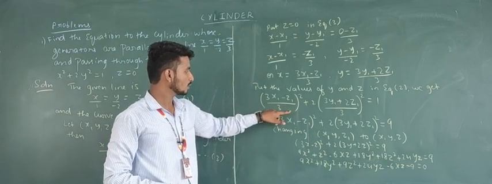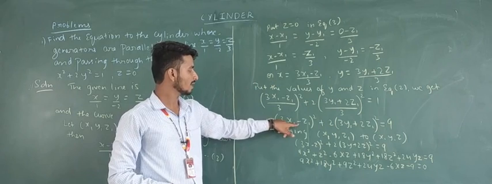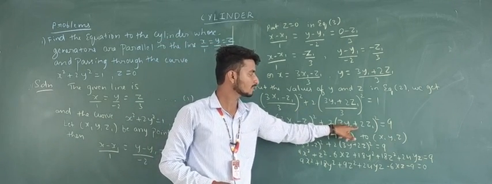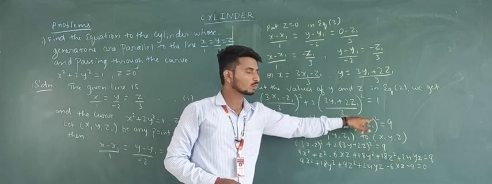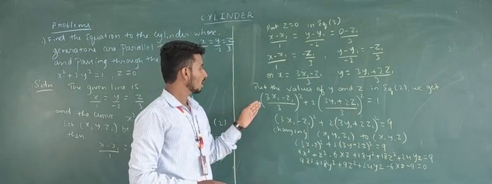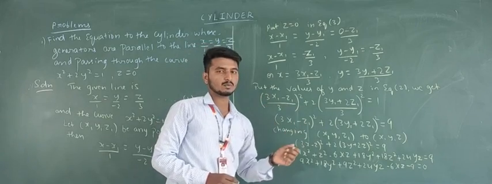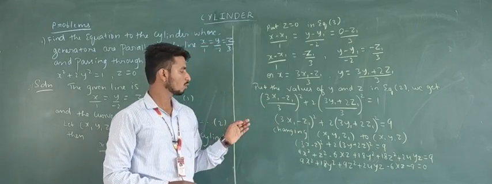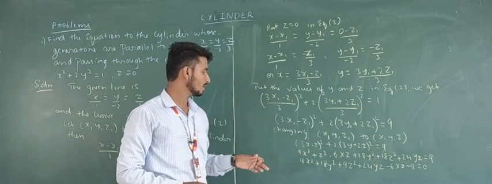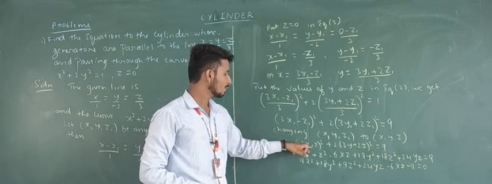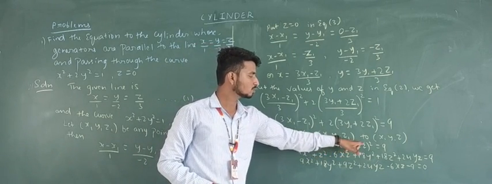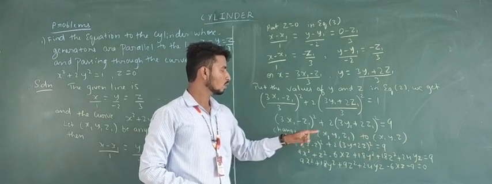So your equation now becomes 3x1 minus z1 whole square plus 2 into 3y1 plus 2z1 whole square equal to 9. Next, we will change these x1, y1, z1 values to x, y, z. So that will be 3x minus z whole square plus 2 into 3y plus 2z whole square equal to 9.